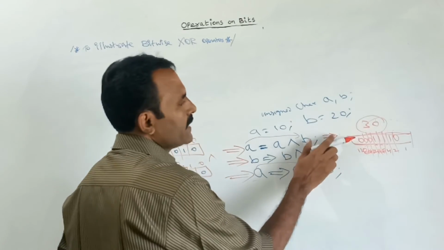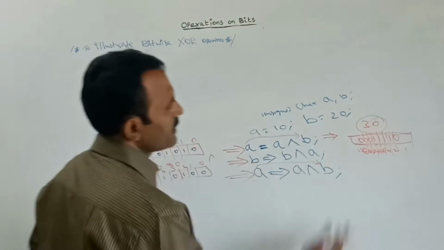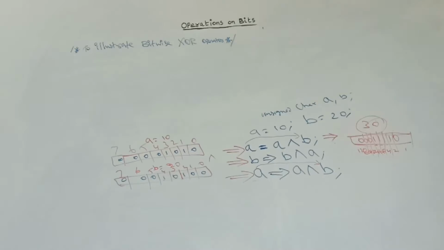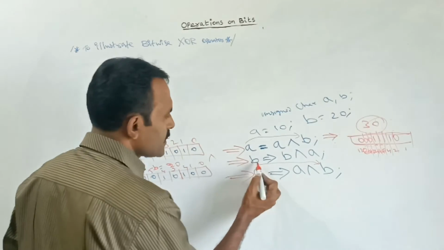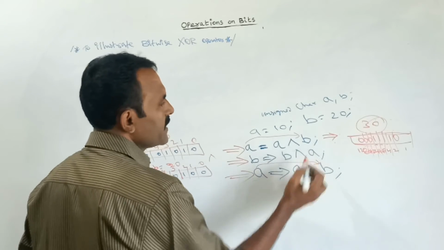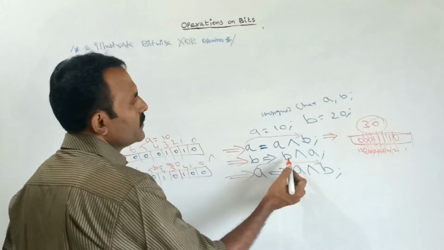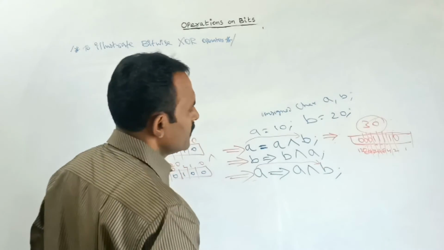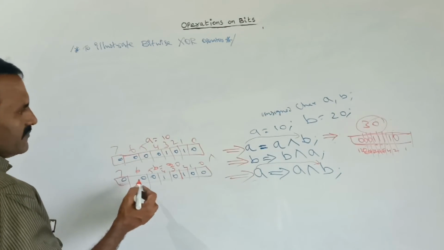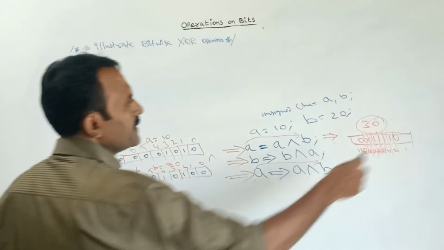We are converting this binary into decimal: 16 plus 8 plus 4 plus 2 is equal to 30. Next, in this step, B is equal to B XOR A. Now currently, what is the B value? B is equal to 20. So for the 20, this and all A.